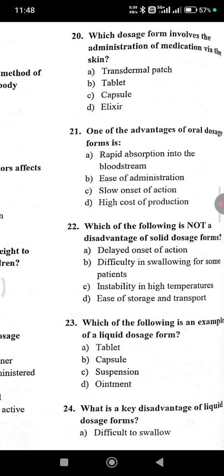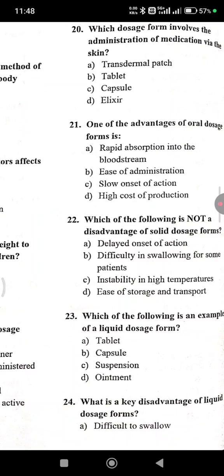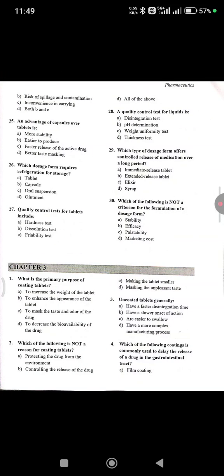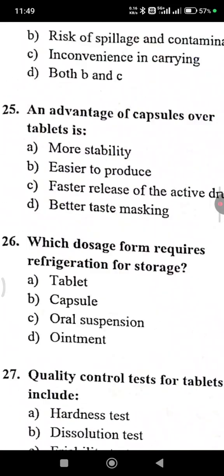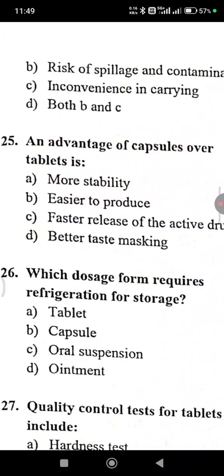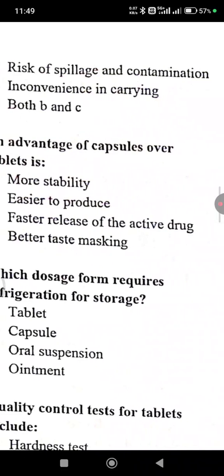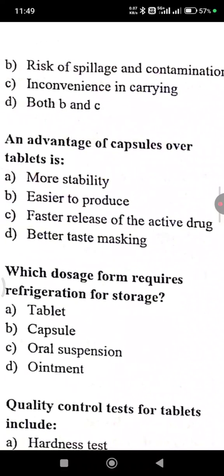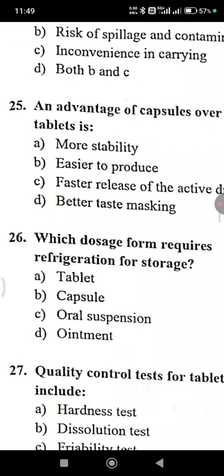Let's go for question number 23. Which of the following is an example of liquid dosage form? That is suspension. What is a key disadvantage of liquid dosage form? That is option D, both B and C: risks of spillage and contamination, and inconvenience in carrying.